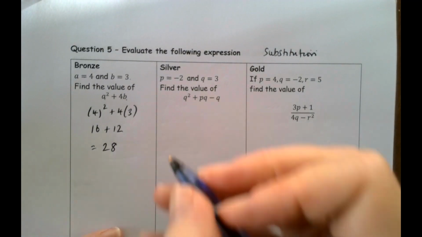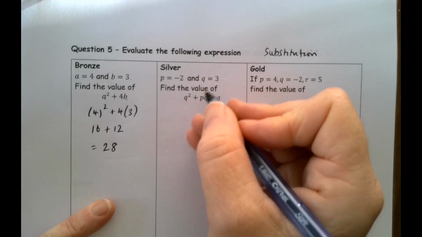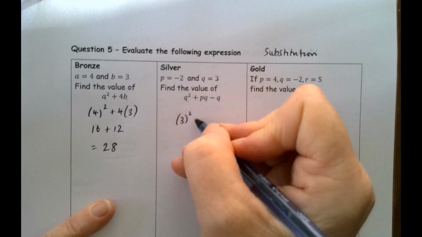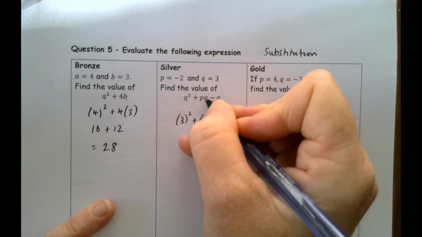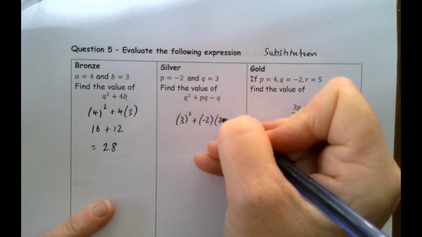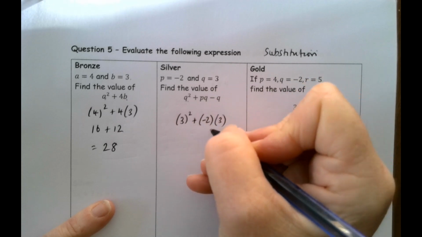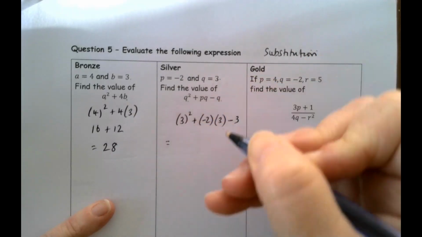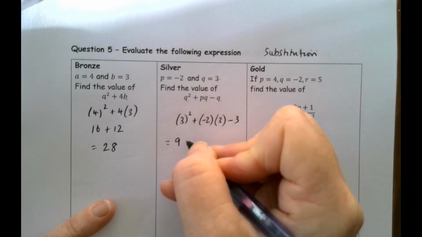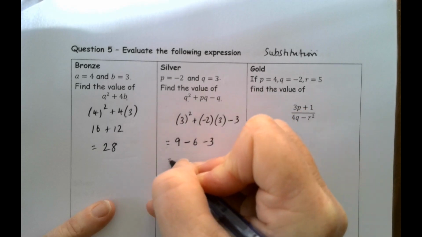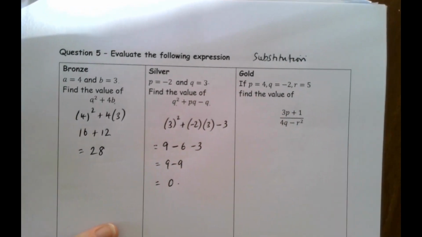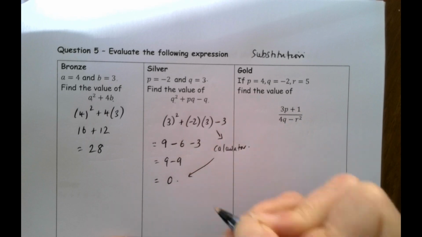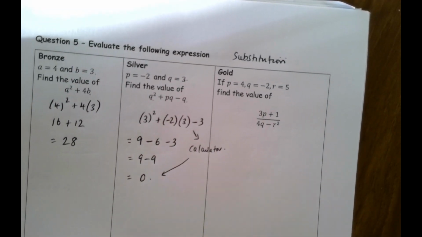Okay? Let's try it again. p is minus 2 and q is 3. q squared is 3 squared, plus p, which is minus 2. And this means multiply: pq means p multiplied by q, minus 2 multiplied by 3. And then minus q, which is minus 3. 2 by 3 is minus 6. Minus 3 is minus 9. Minus 9, which is 0. If you want, you can go straight to calculator. If you're struggling with these, go straight to calculator, and it'll give you your answer.